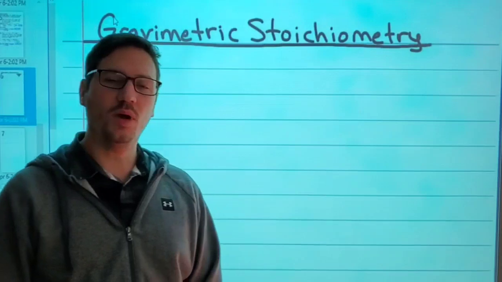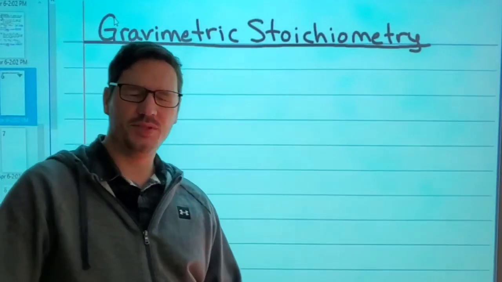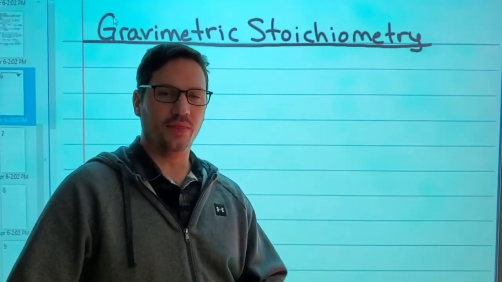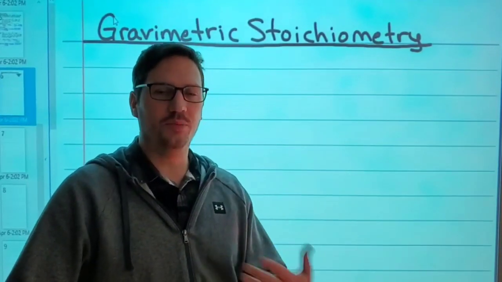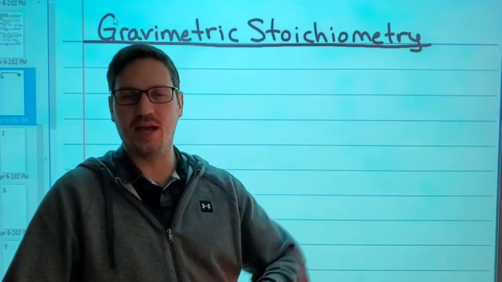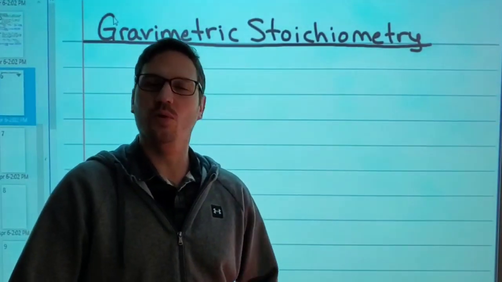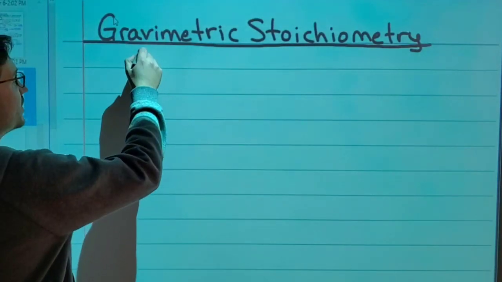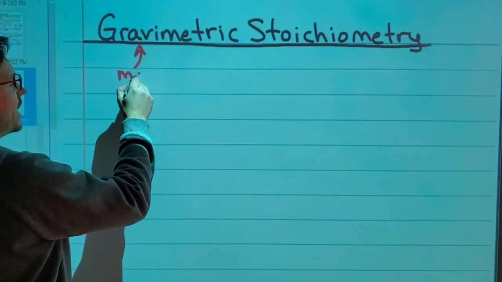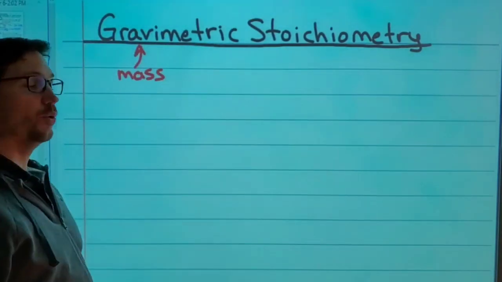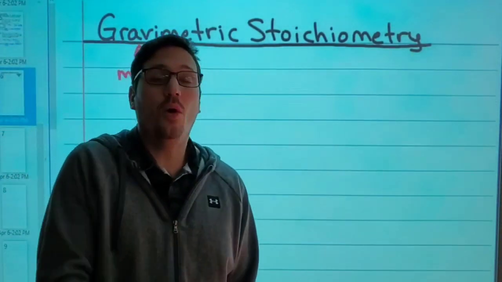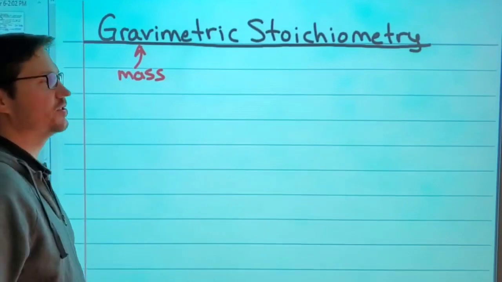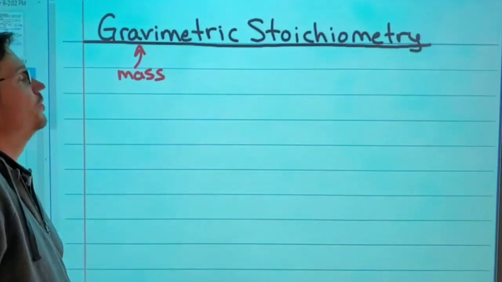Now, the reason why we're talking about gravimetric stoichiometry is because that's how you weigh things out in the lab. You use a gravimetric balance. You use gravity, the force of gravity, and then the balance figures out what the weight or the mass of a substance is. And so gravimetric just means using the mass in order to figure out how much of something you'll make, or figuring out the mass of a substance you're going to use up or produce.